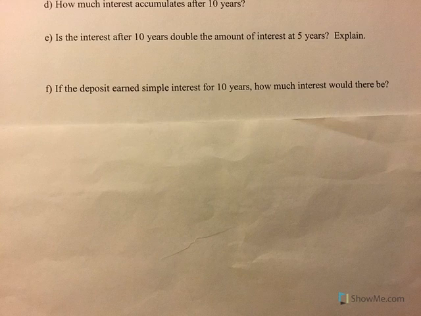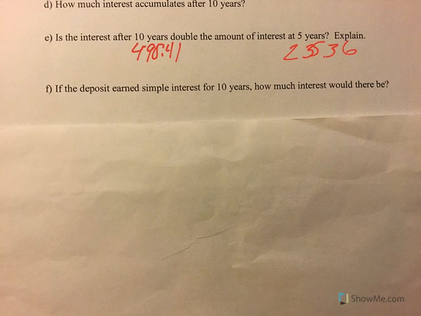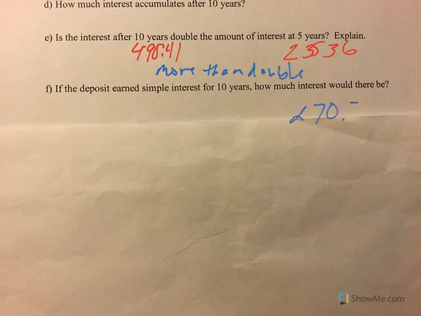Is the interest after 10 years double the amount of interest at 5 years? Okay, well, let's look at those values again. The interest at 10 was $498.41. The interest at 5 years was $235.36. No, it's more than double. Because if I would double $235.36, I would get $470.72. So $498.41 is bigger, right? It's more than double. Because the longer it's in, you're not growing at a constant rate. You're growing faster than that.